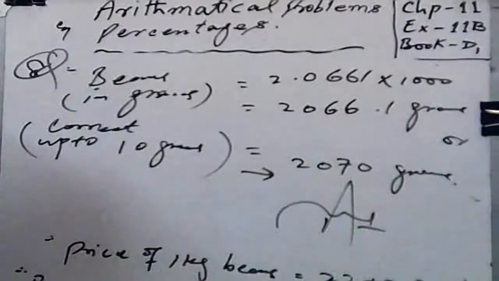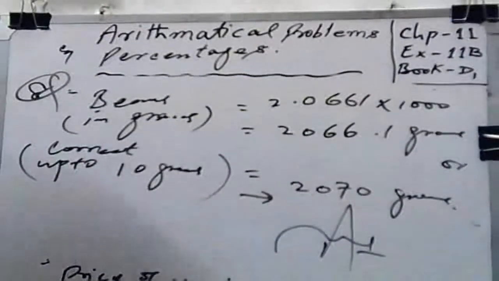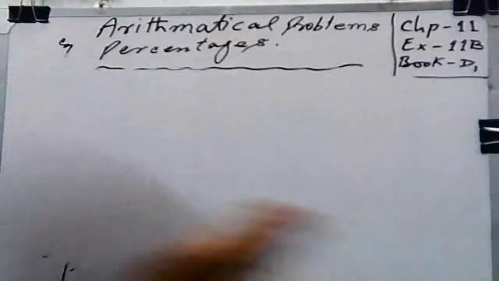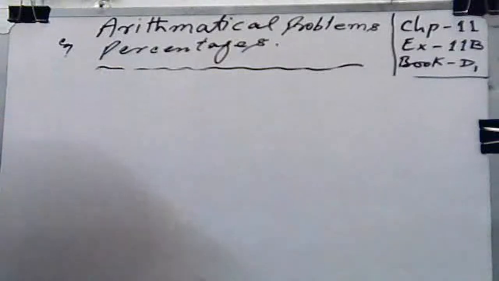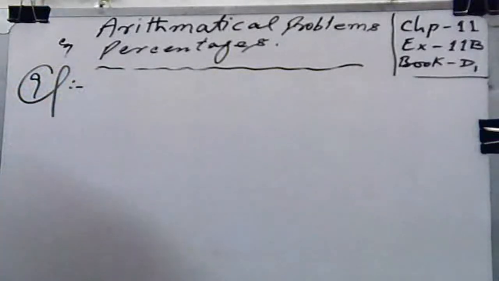Coming to the next question, question number 9. A liter of orange fruit drink contains 22% orange juice. How many milliliters of orange juice must be added to produce a mixture containing 50% orange juice?